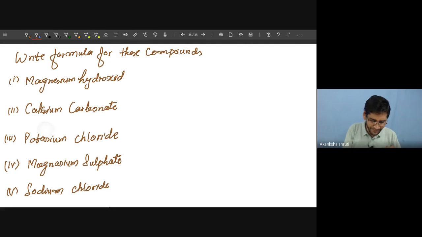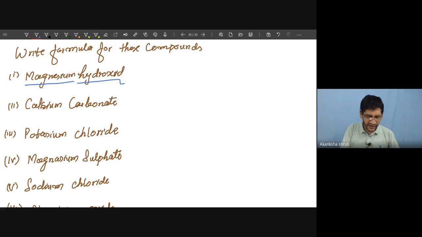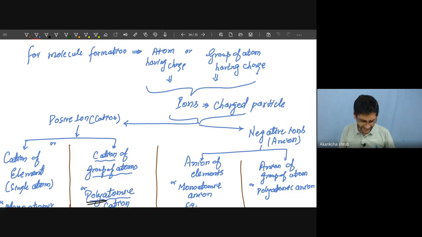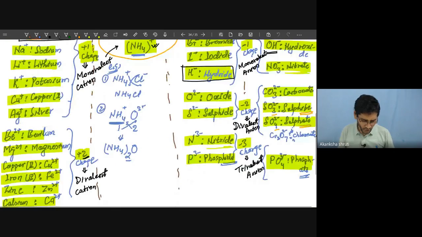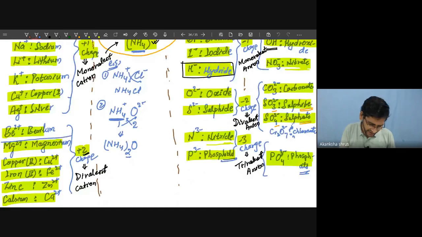Student, let me explain magnesium hydroxide. For writing the formula, this magnesium hydroxide consists of two parts: one is magnesium and another one is hydroxide. So you need to search for the formula for magnesium and hydroxide in this table. Observe this. Where is our magnesium? Can you search for it? +2. Student? +2. It is our magnesium.